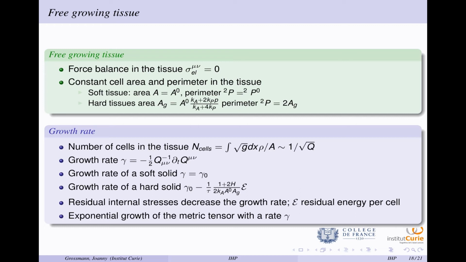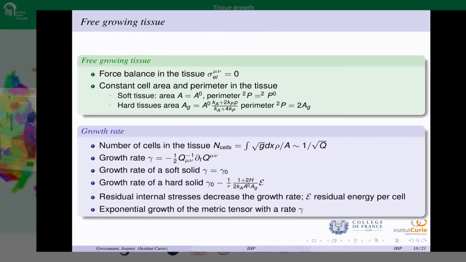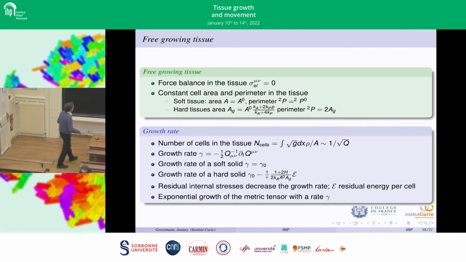So if you do that for a soft solid, as everything is equal to 0, you find that the only thing that contributes is gamma 0. If you do that for a hard solid, you find gamma 0 minus something. So because I couple the 2 tensors Q and G, the cell division rate depends on the mechanical state of the tissue, and it locally depends on the stresses in the tissue.